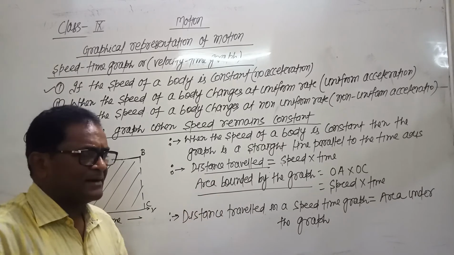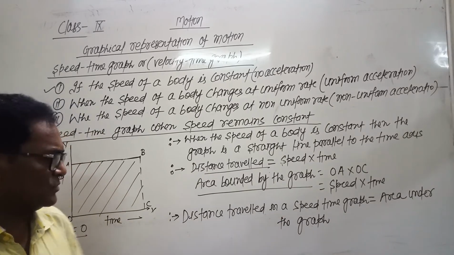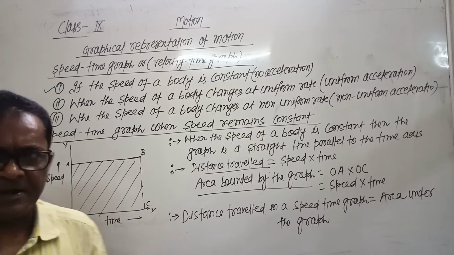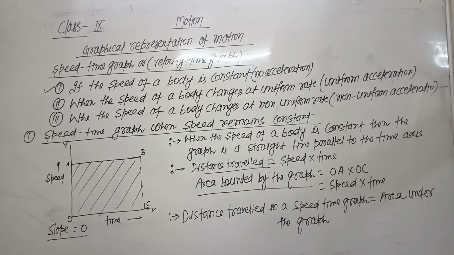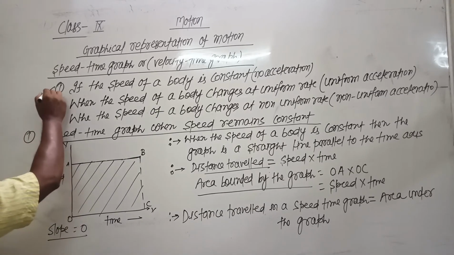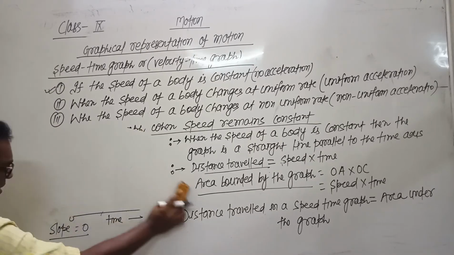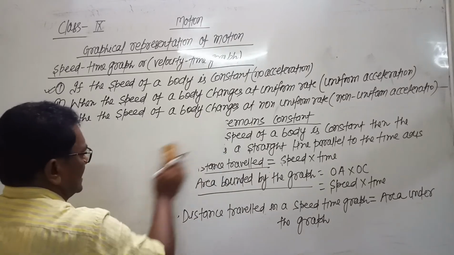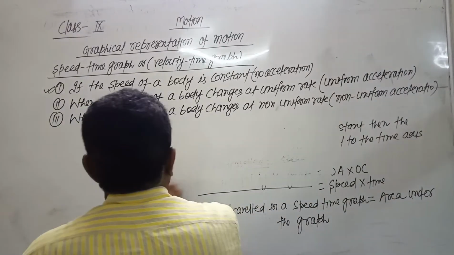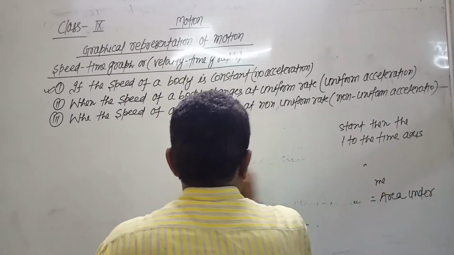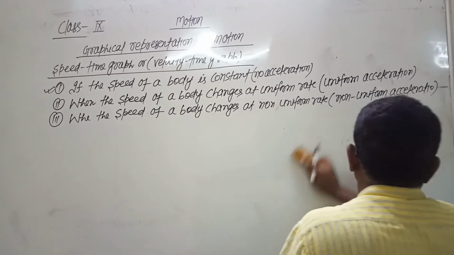And distance travelled in a speed time graph is equal to the area under the graph. Distance travelled equals the area under the graph. So this was our first case, when the speed of a body is constant. Now we will discuss another case, when the speed of a body changes at a uniform rate.